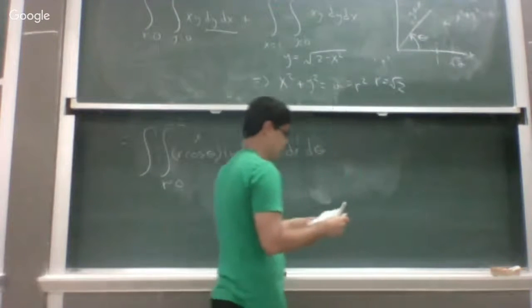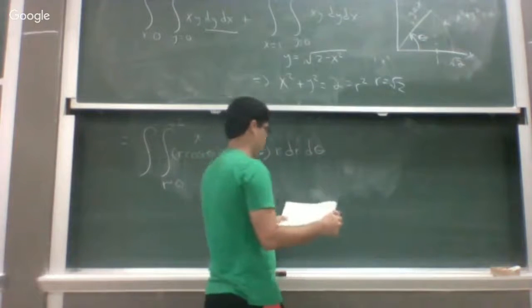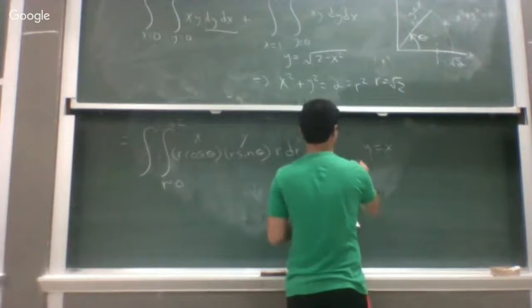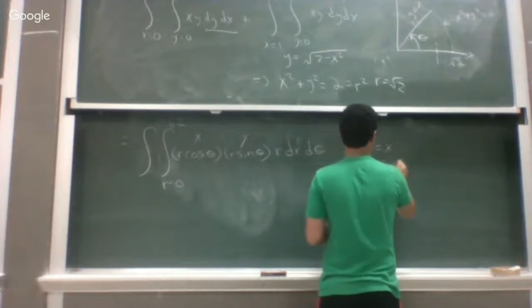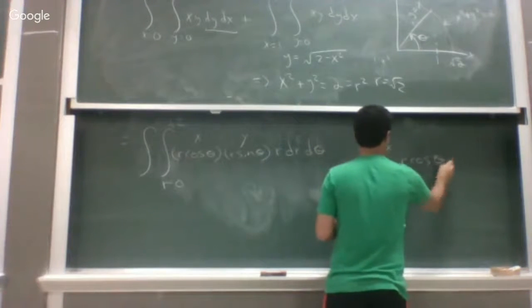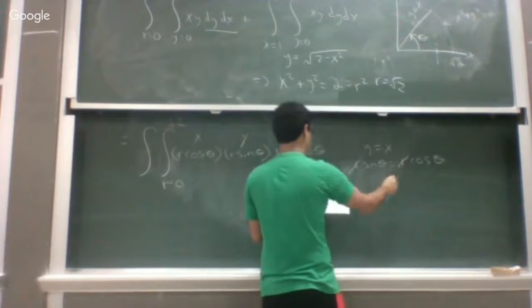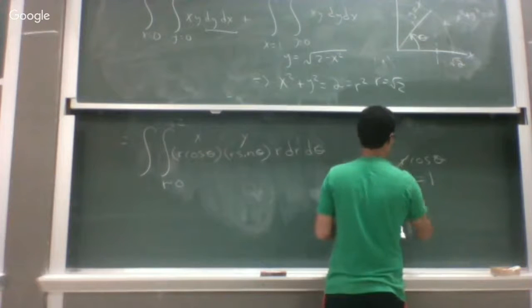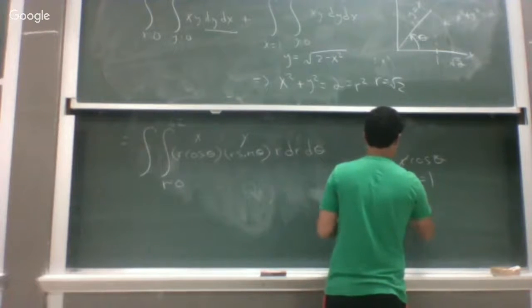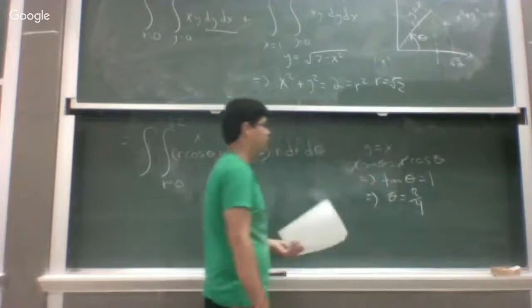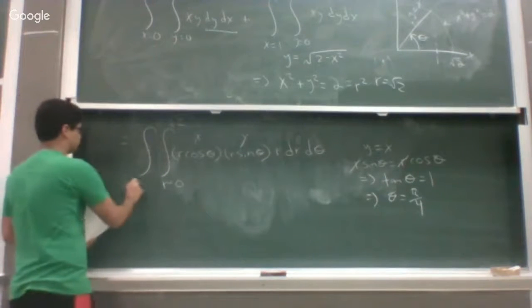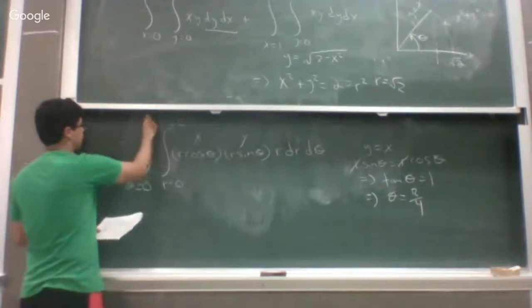And what would that be? Pi over 4. But if you didn't know that offhand, y is equal to x. That means r sine of theta is equal to r cosine of theta. Sine of theta divided by cosine of theta is tangent of theta equal to 1. Theta is equal to pi over 4. And that's how you would calculate that. So then our theta goes from 0 to pi over 4.